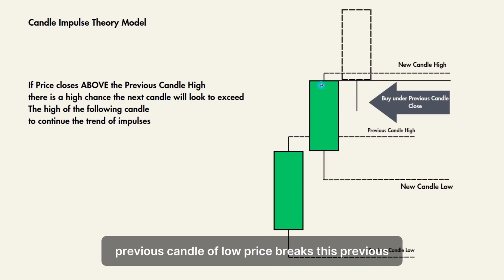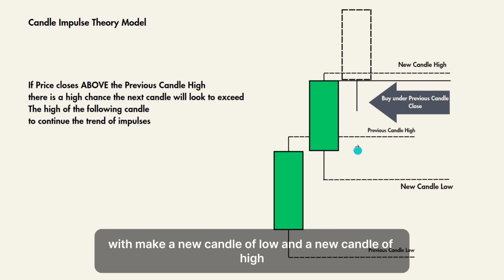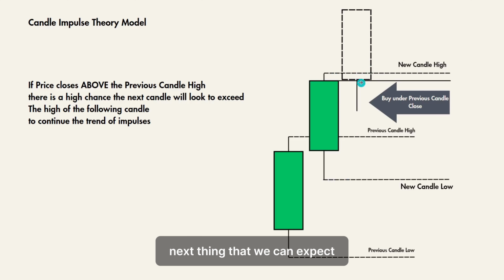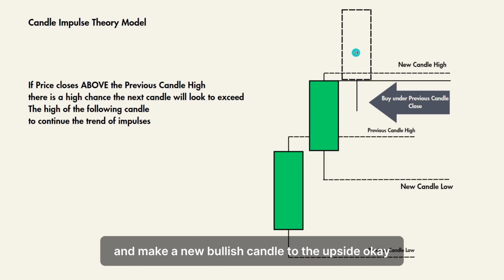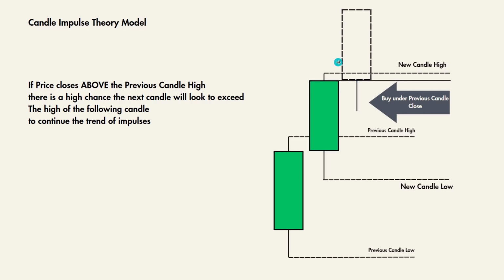Price breaks this previous candle high. We then make a new candle low and a new candle high. The next thing that we can expect is that price will once again follow the same exact trend, break the new candle high, and make a new bullish candle to the upside, okay?